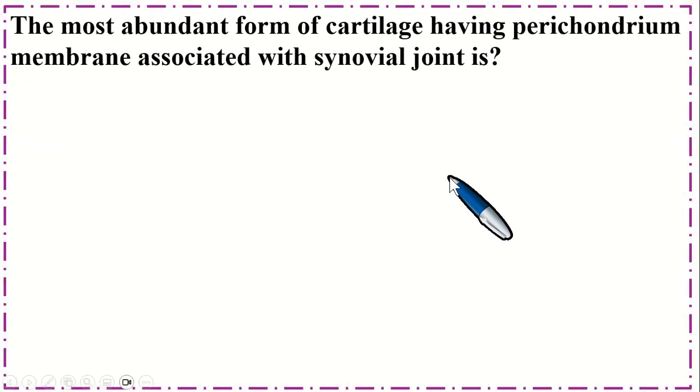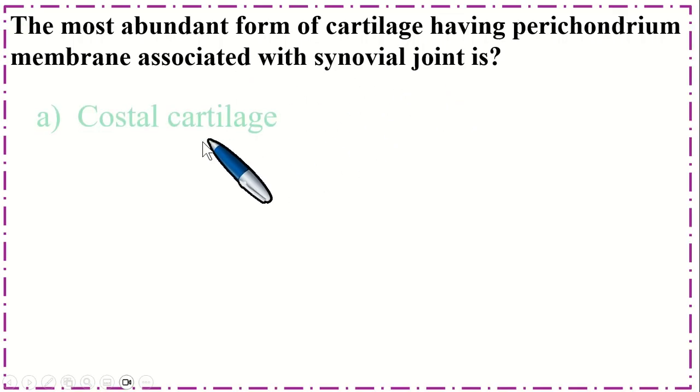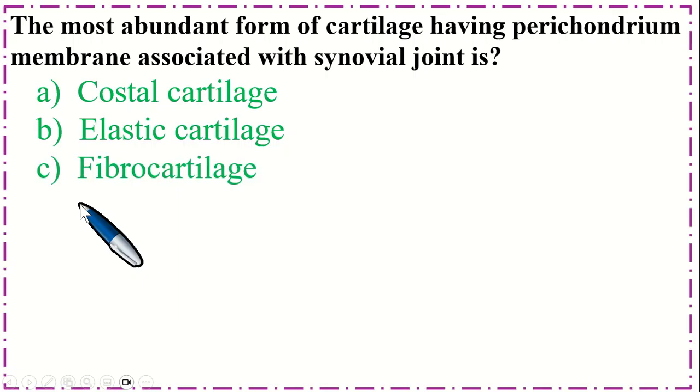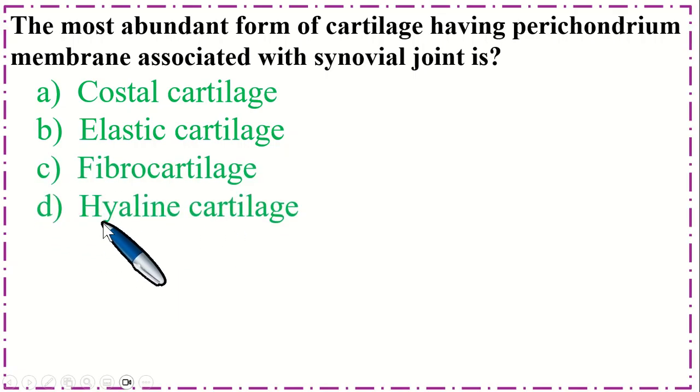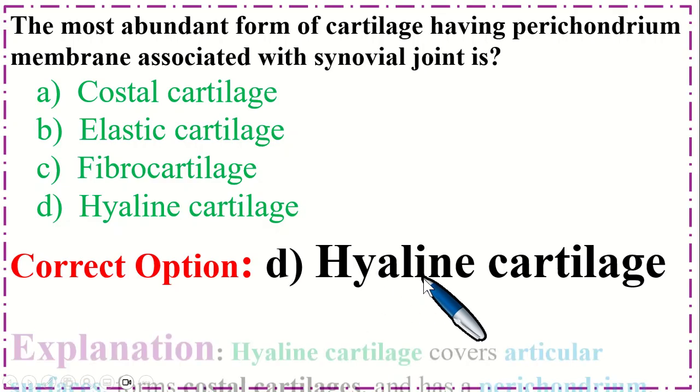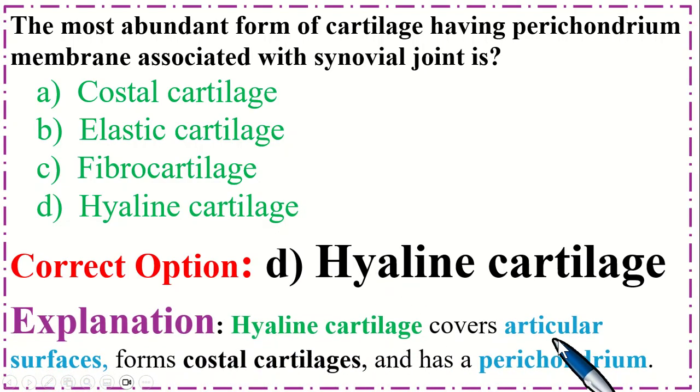So this is very important MCQs. The most abundant form of cartilage having perichondrium membrane associated with synovial joint is option A costal cartilage, B elastic cartilage, C fibrocartilage, and option D hyaline cartilage. So the correct option is D hyaline cartilage. Hyaline cartilage covers articular surfaces and forms costal cartilage.